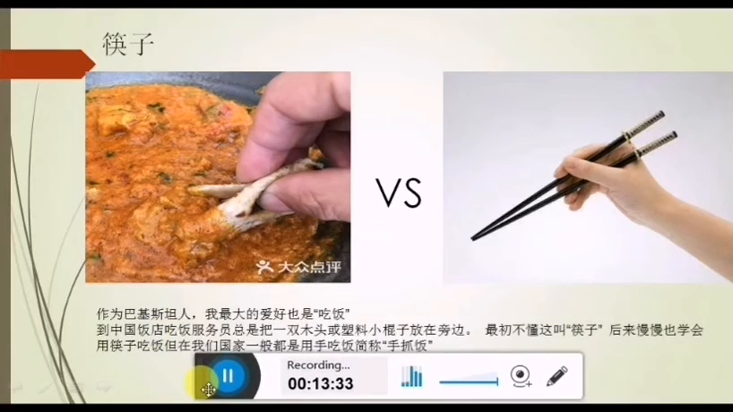So this is the cultural difference between foods of two countries, China and Pakistan. Let's move on.